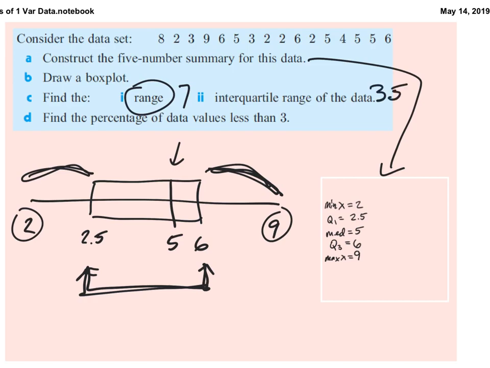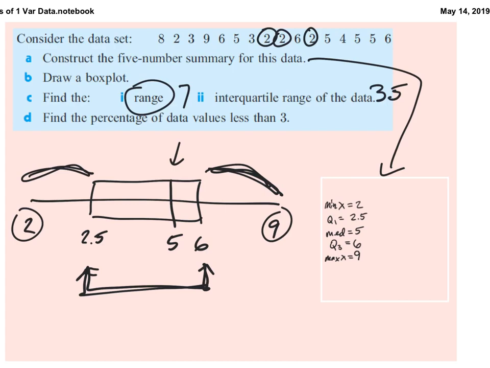And now it asks for the percentage of data values that are less than 3. All right, so I'm going to find things that are less than 3. Well, here's our things that are less than 3. 1, 2, 3 things are less than 3. So 3 out of the 16 data points are less than 3.